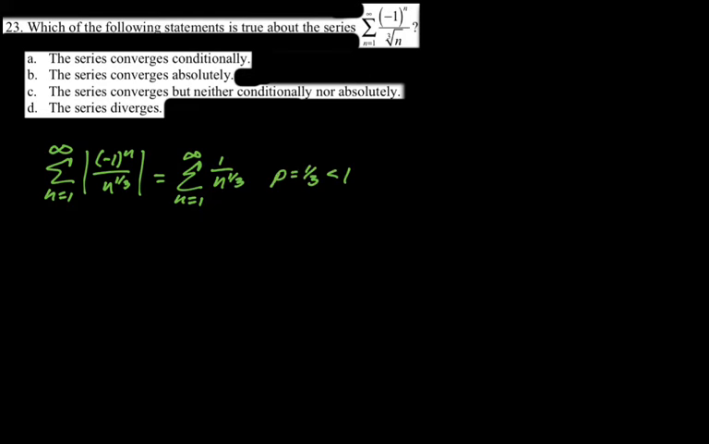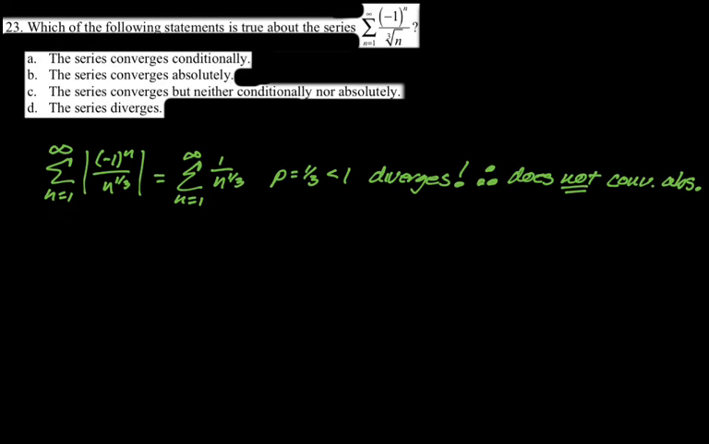23, which of the following statements is true about the series -1 to the n over the cube root of n? All right, so step one will be to take the absolute value and see what's happening. So I've done that. I get 1 over n to the 1/3. 1 over n to the 1/3 is a p-series. P is 1/3, which is less than 1. That diverges. So as soon as that diverges, we know for a fact the original series does not converge absolutely, because if the absolute value diverges, then that's off the table.